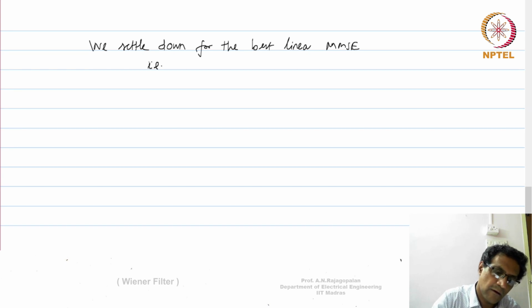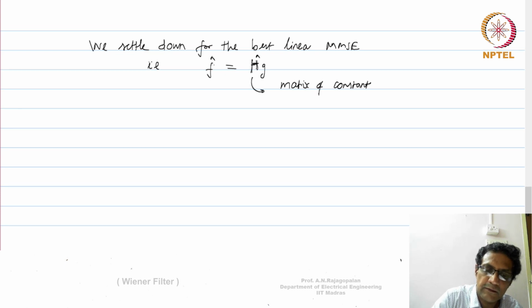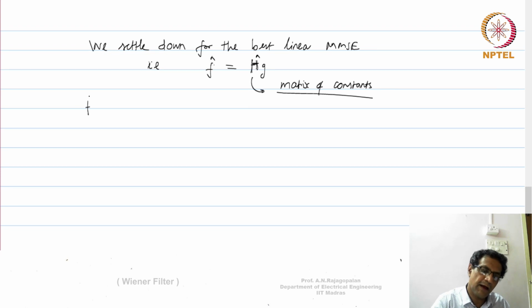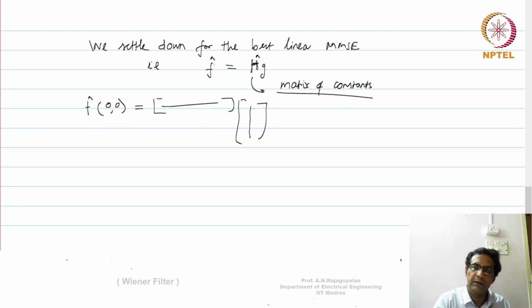we settle for f hat equal to some H hat times g. This is simply a matrix of constants. So what this means is that if you were to look at f hat of 0,0, which is the first intensity in the focused image, that will be the first row of H hat that multiplies g. So I'm observing all of g and taking a linear combination of all the observed intensities in g in order to arrive at f hat. And then these coefficients will have to be found such that the expectation of (f minus f hat) squared is as small as possible.